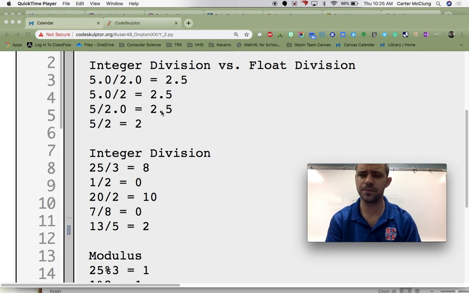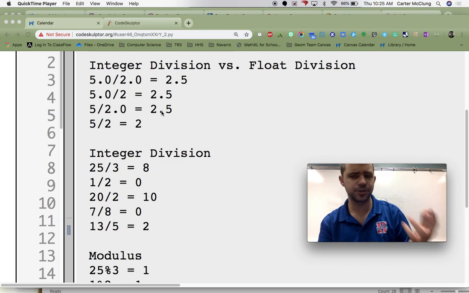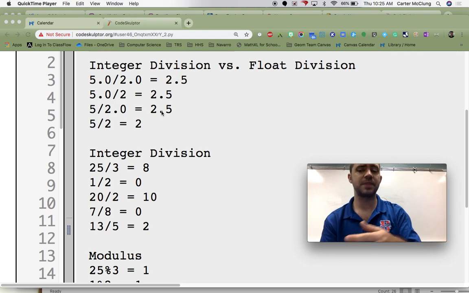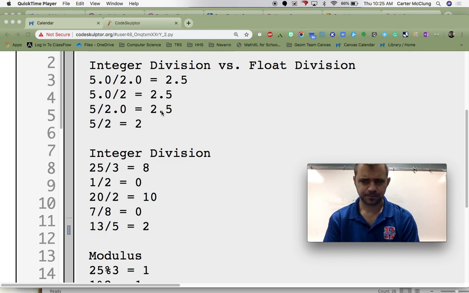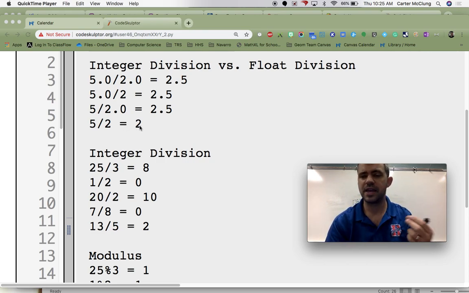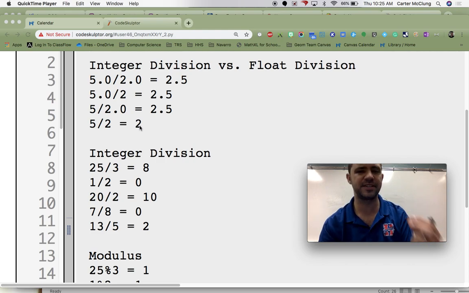For integers, though, if you do an integer plus an integer, it's going to spit out integer data. Same thing with subtraction, same thing with multiplication, and the same thing with division, which is a little weird to wrap your head around at first, because when we do 5 divided by 2, we should get 2.5. But it's going to spit out an int. It only spits out the integer part. It cuts off the decimal.